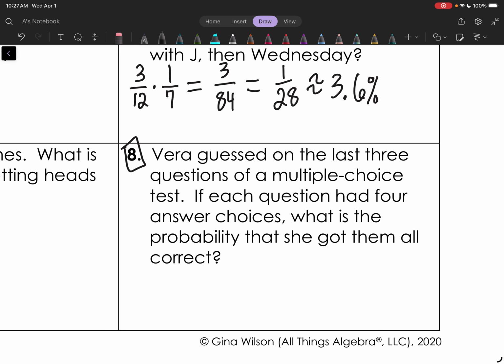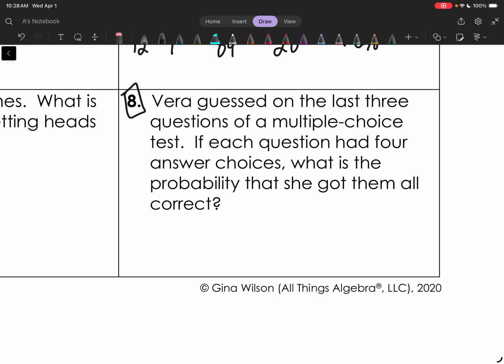Number 8. Vera guessed the last 3 questions on a multiple choice test. If each question had 4 answer choices, what is the probability that she got them all correct? First choice is 1/4 of a chance of getting it correct. Second question is 1/4. Third question is 1/4. I do want to make sure you know this could also be written 1/4 to the third power because we're doing it 3 times. Either way, this is 1 over 64.